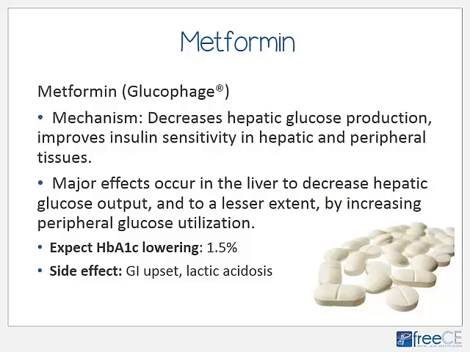We'll see it lower the hemoglobin A1C around 1.5%. GI upset's a problem. We want to titrate this drug slowly, maybe 500 milligrams a day for a couple days, bump it up to 500 BID, try to get to the goal of 2,000, with the maximum dose being 2,550, watching all along for lactic acidosis.